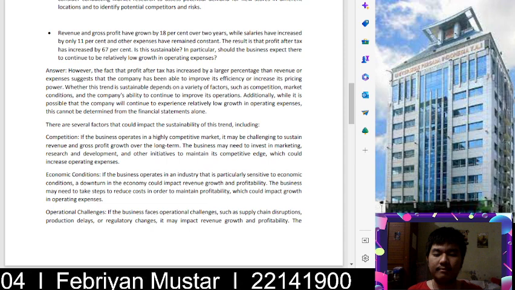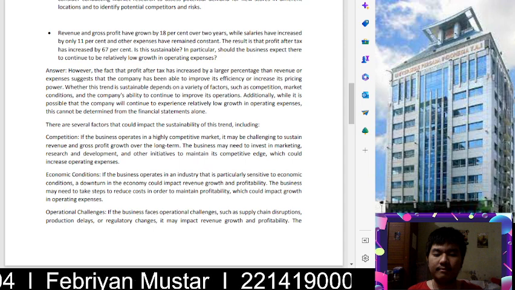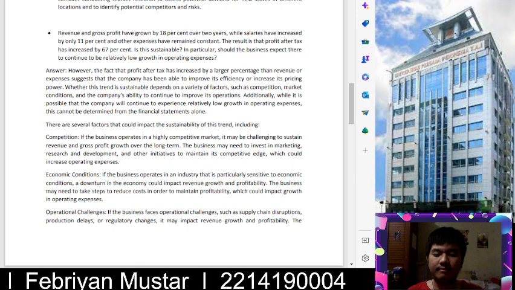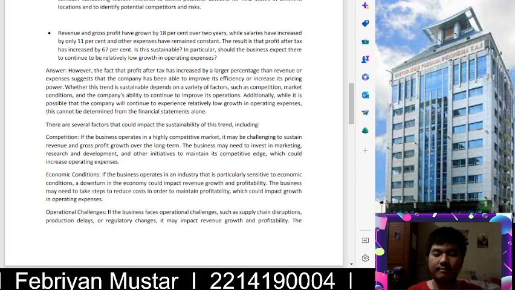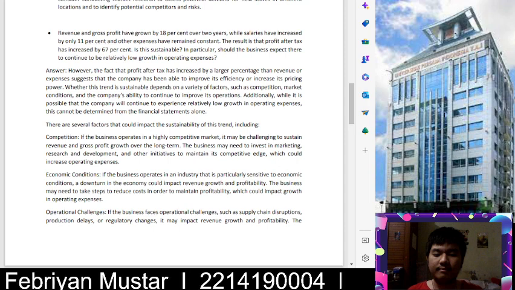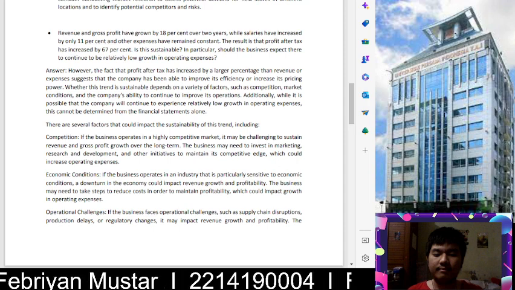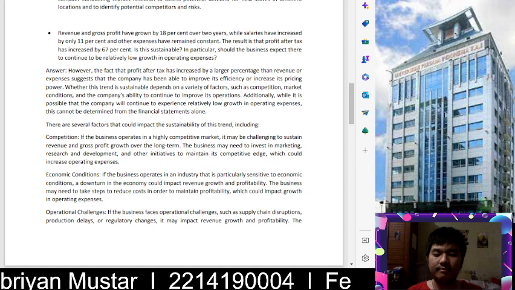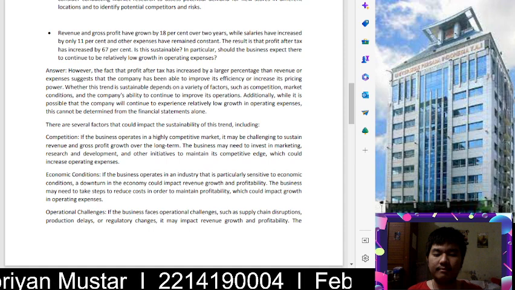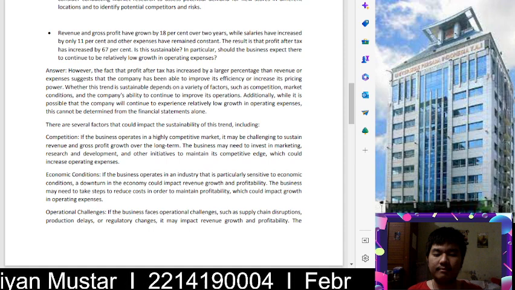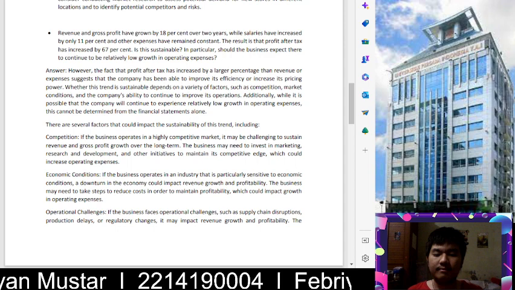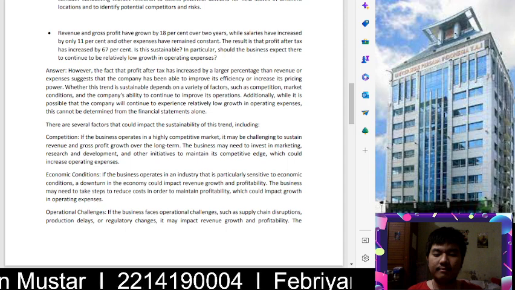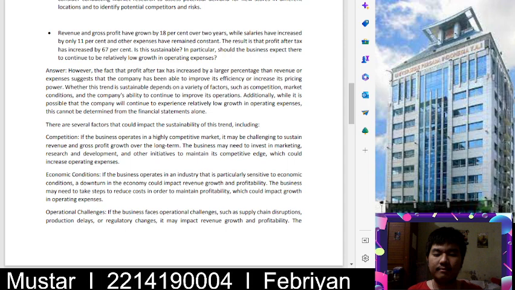One, competition. If the business operates in a highly competitive market, it may be challenging to sustain revenue and gross profit growth over the long term. The business may need to invest in marketing, research and development, and other initiatives to maintain its competitive edge, which could increase operating expenses.